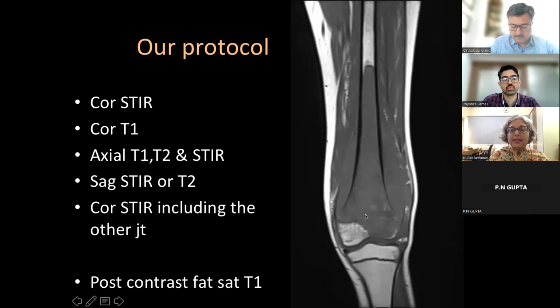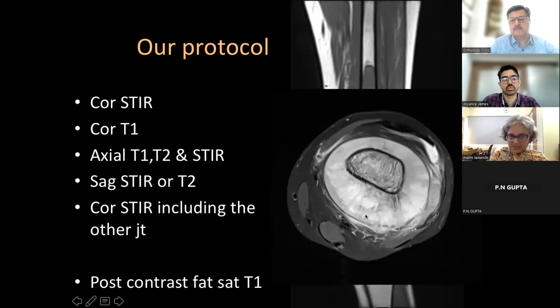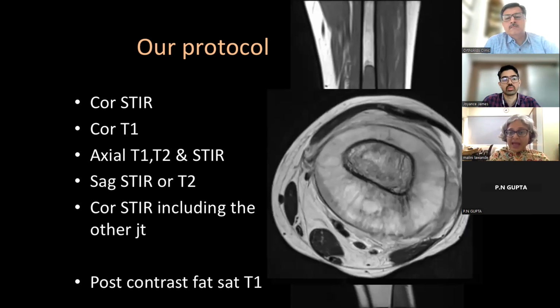Then we would do axial STIR or T2 fat sat, both are equivalent, T1 as well as T2. Now this is very important. We need a plain T2 sequence also. Often you end up with scans which have only T1 and STIR images. But remember, in STIR the fat is suppressed and the lesion intensity also is different. So we need a T2 weighted image to see whether the lesion is bright or dark on T2.